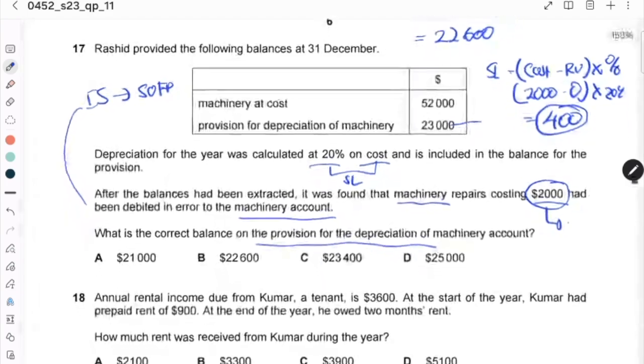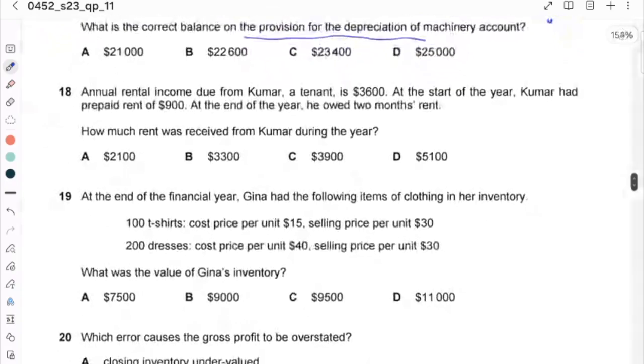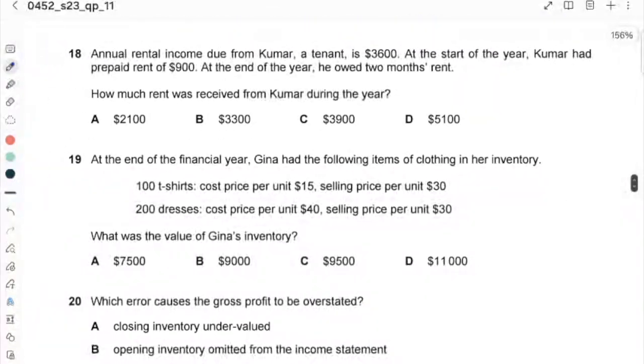We go to number 18. The annual rent income due from Kumar, a tenant, is 3,600. At the start of the year, Kumar had prepaid 900. At the end of the year, he owed 2 months' rent. How much rent was received from Kumar during the year? Okay, it's easy. So you put it in the T account.